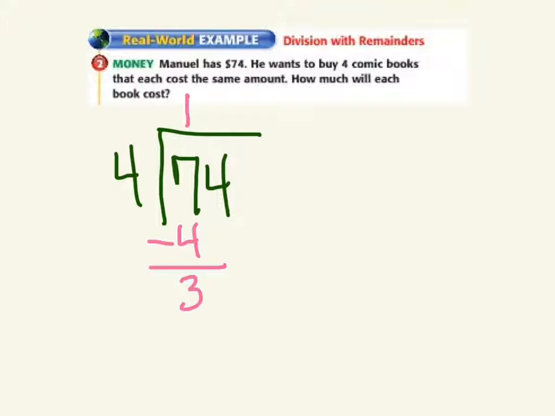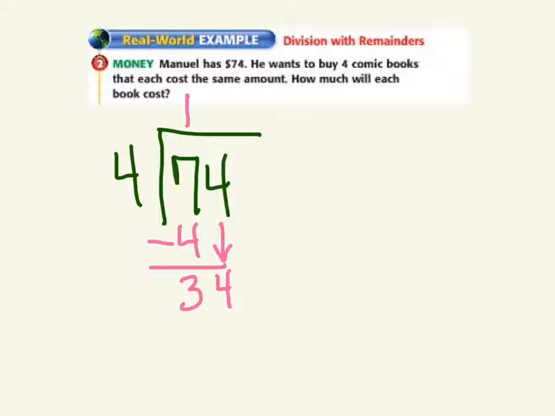Most important thing to check is once you've subtracted, this number you get at the bottom has to be less than what you're dividing by. If it is more, then you picked the wrong number up here and you need to go back and look at that again. So I have 4 times 1 is 4, and I subtract 4 from 7 and I got 3. I'm not finished. Now I need to bring this 4 down so I can continue solving.